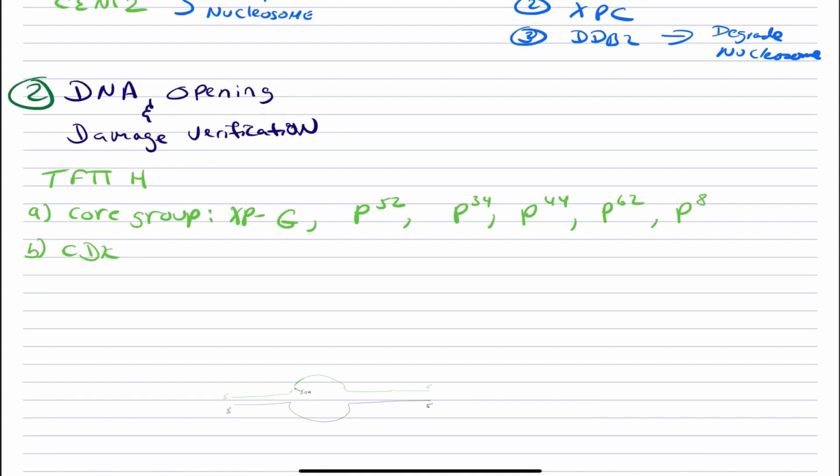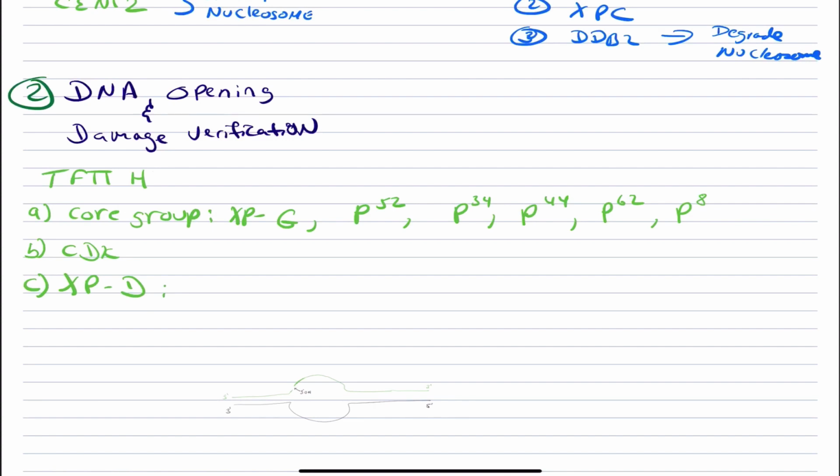You don't have to worry too much about this for now. But know that there's the core group, which I mentioned, then there's the CDKs, and for the last group we have XPD. XPD is the protein that's going to do the actual damage verification. XPD also has helicase activity in addition to being an ATPase.